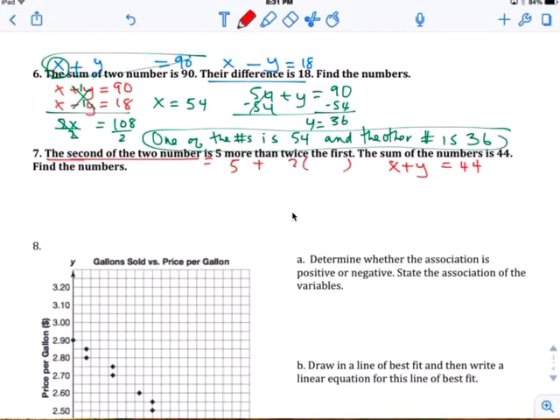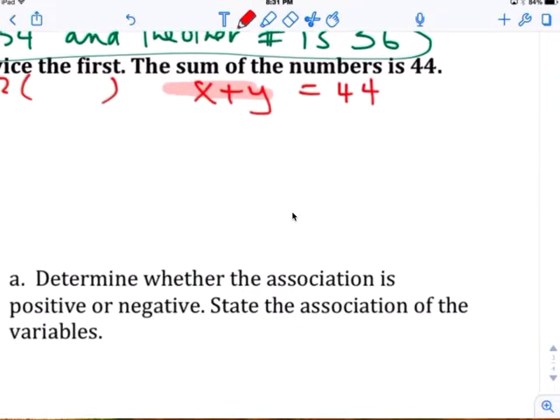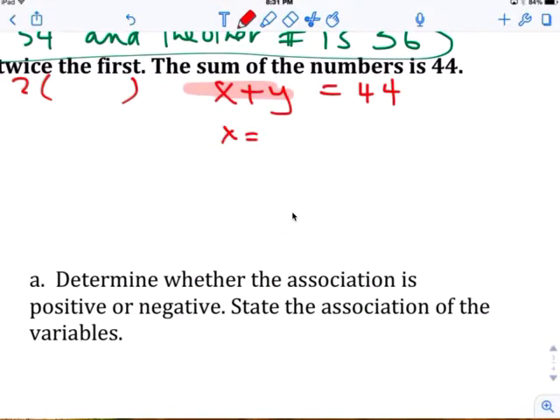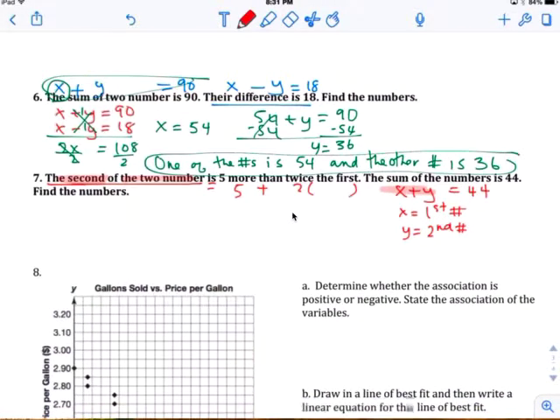Okay, let's go back to here. The second of the two numbers. So here are the two numbers. The second is y. So then x represents the first number. Y represents the second number. So the second of the two numbers, which is letter y, is 5 more than twice the first number. The first number is x.